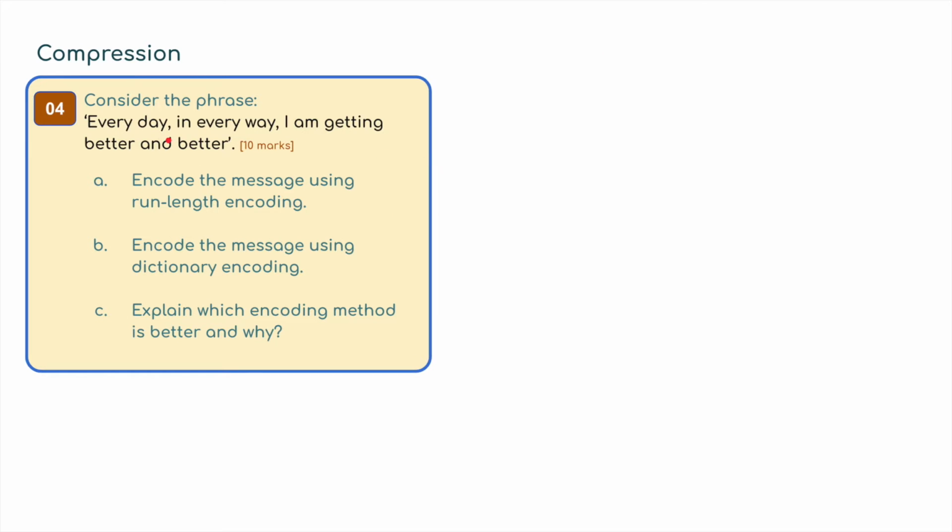For question 4, consider the phrase, "Every day, in every way, I am getting better and better." This is for 10 marks, so why is it 10 marks? A, encode the message using run length encoding. B, encode the message using dictionary encoding. And C, explain, based on this phrase, which encoding method is better and why. Okay, so we'll start with run length encoding.